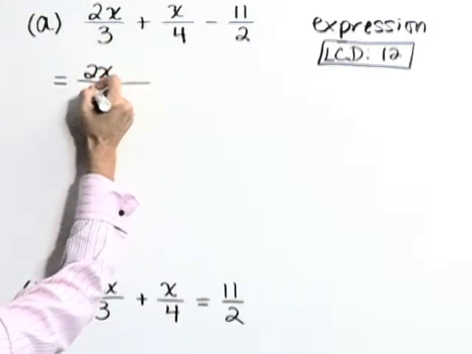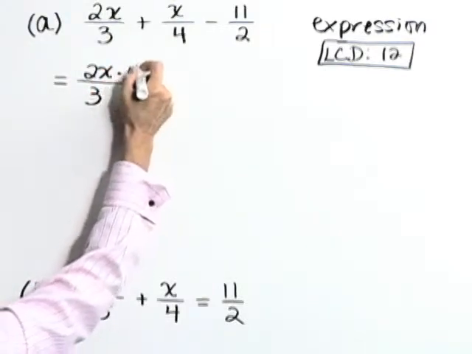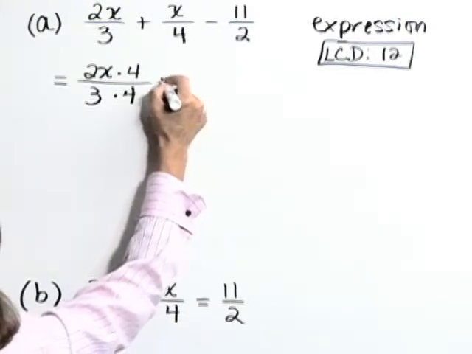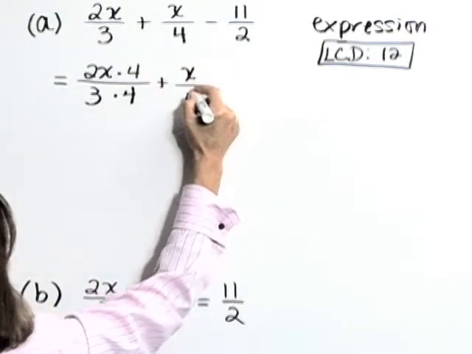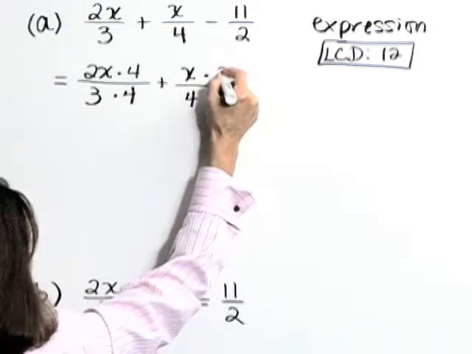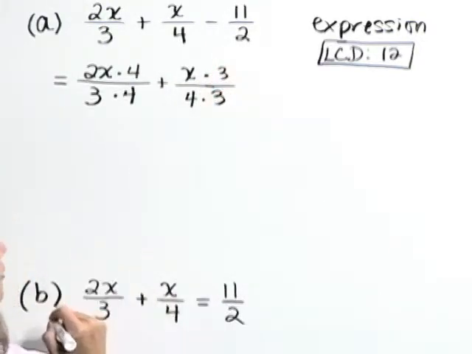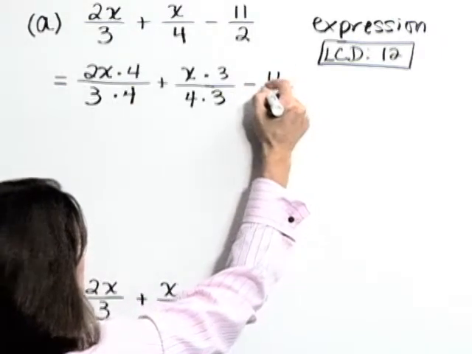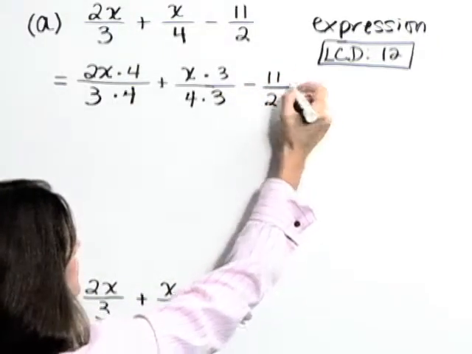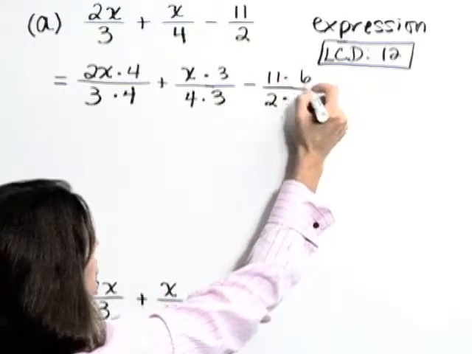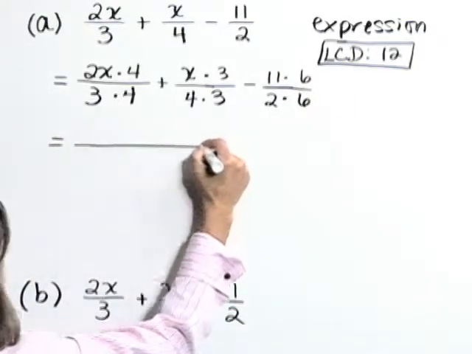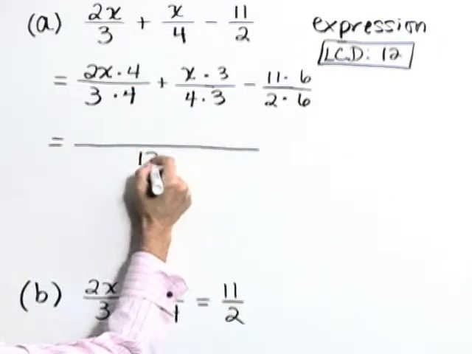So take 2x over 3 times 4 in the numerator and denominator. Take your second fraction, x over 4, times 3 in both the numerator and denominator. And lastly, we've got a minus 11 halves. Here, take the numerator and denominator both times the value of 6. Now, each of these denominators is 12.